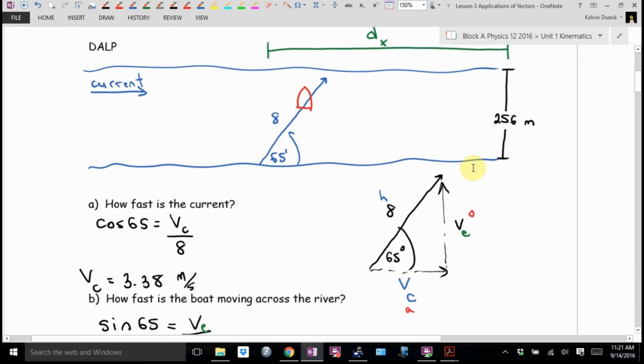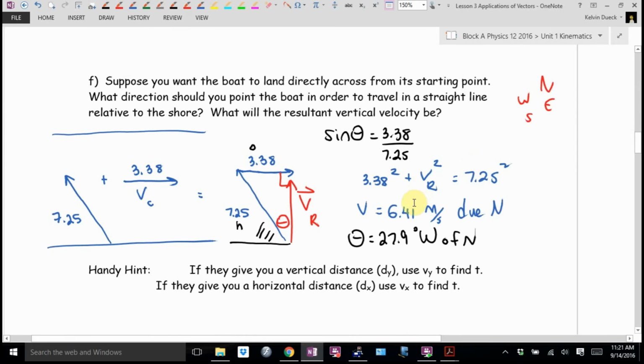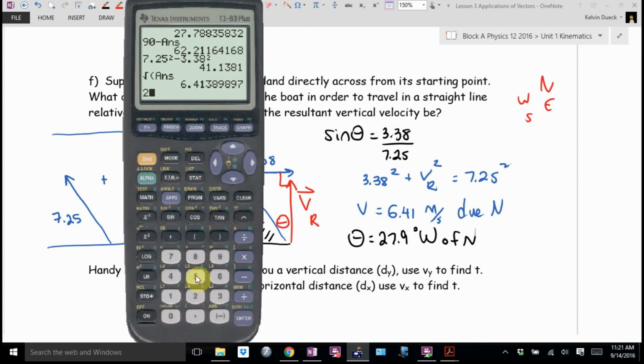Okay. How long with this new method, going straight across, is this going to be faster or slower to get across? How long would it take? Well, what was the distance across? 256 divided by, and now I can use the 6.41 because that is in the straight across direction. 6.41. It works. 39.9 seconds. What was the other time? 35.3. Only a little bit longer, but he saves himself walking 120 meters to get back to where he wanted to go. Probably do it this way.